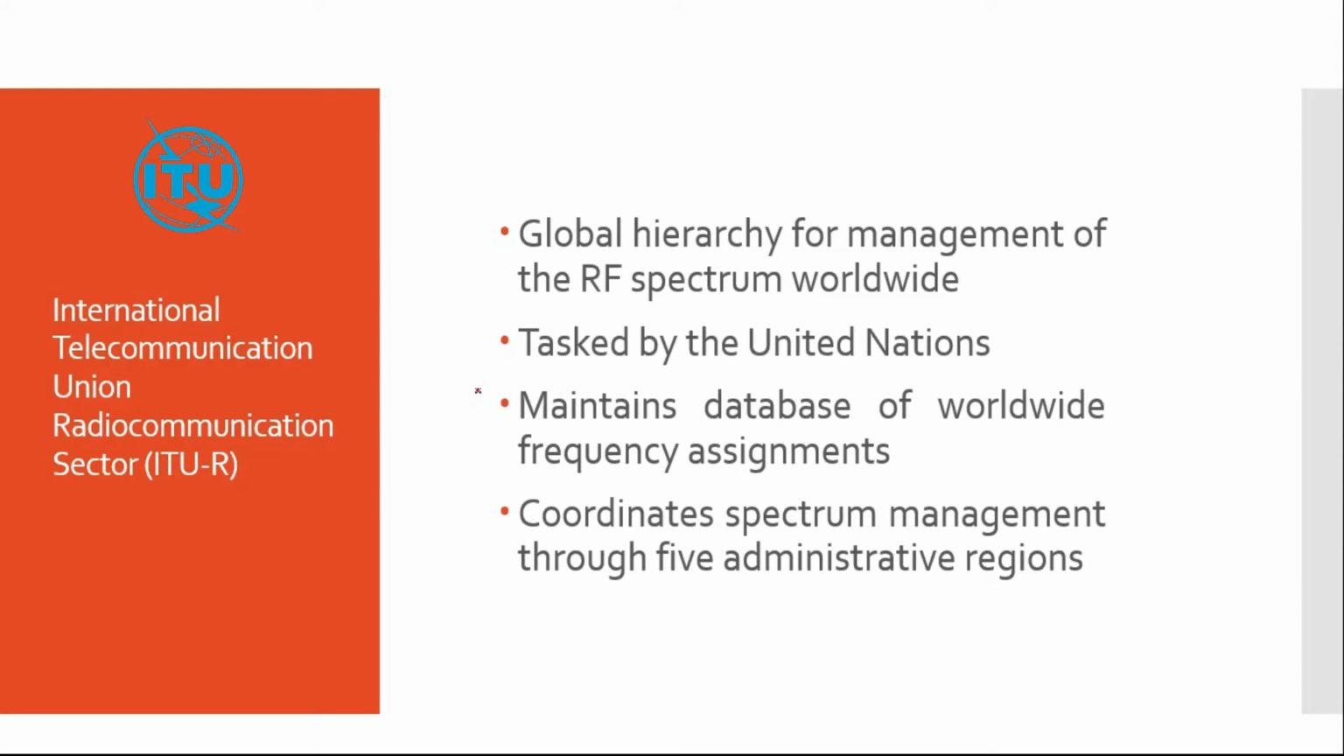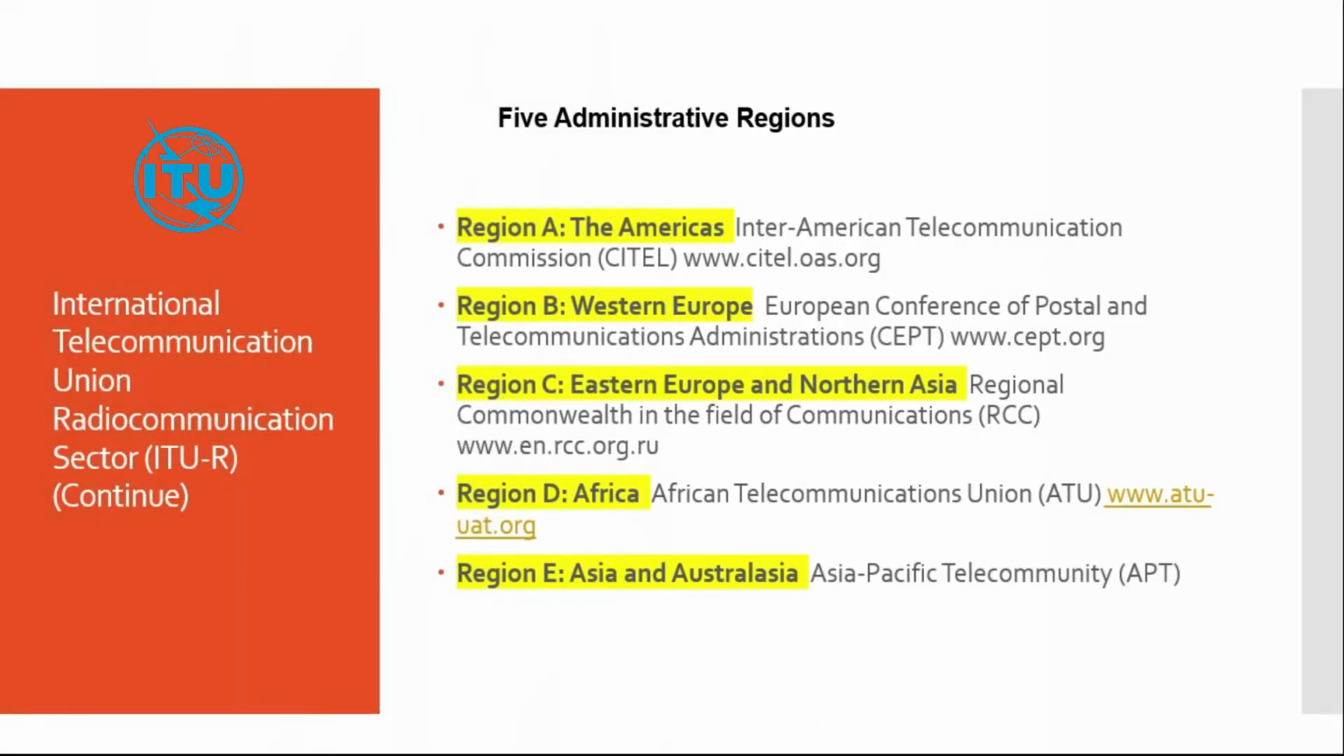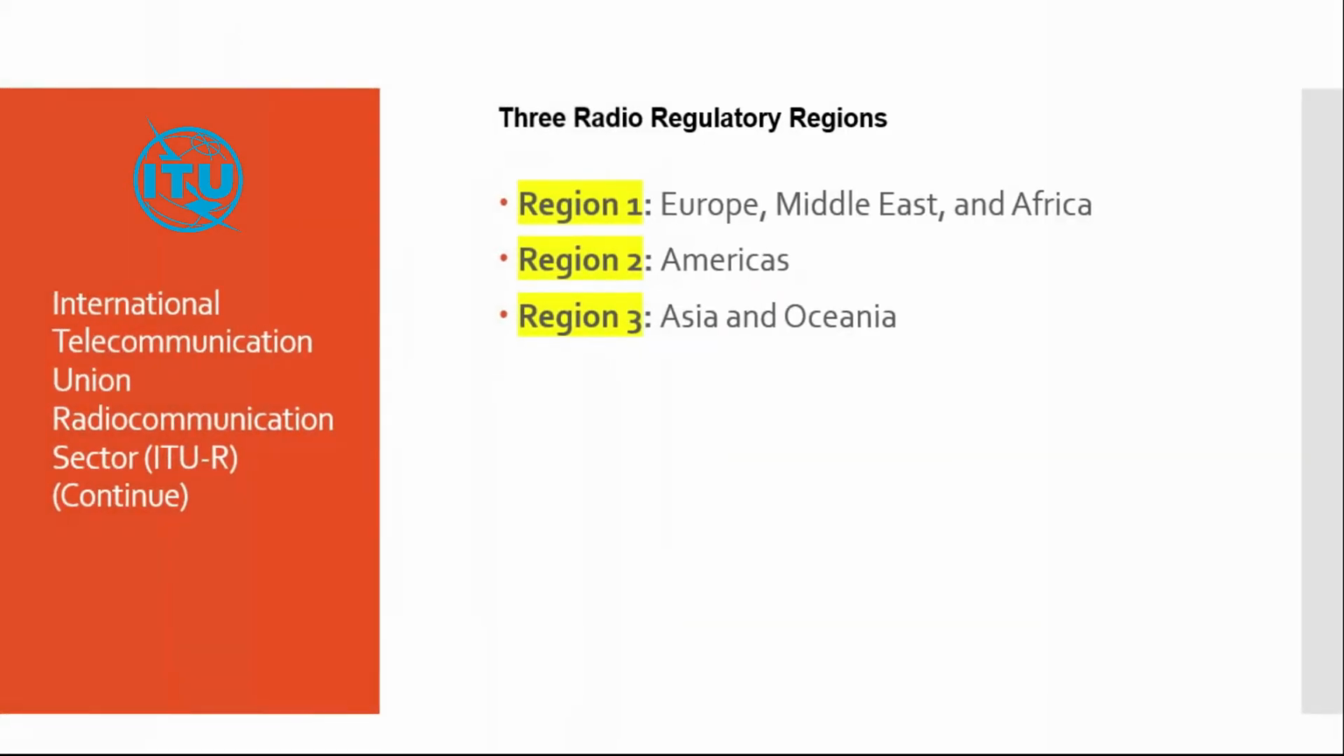Next, ITU-R. The main tasks are to maintain a database of worldwide frequency assignments, and also coordinate spectrum management through 5 administrative regions. These are the 5 administrative regions. In addition to the 5 administrative regions, the ITU-R defined 3 radio regulatory regions that are defined geographically.